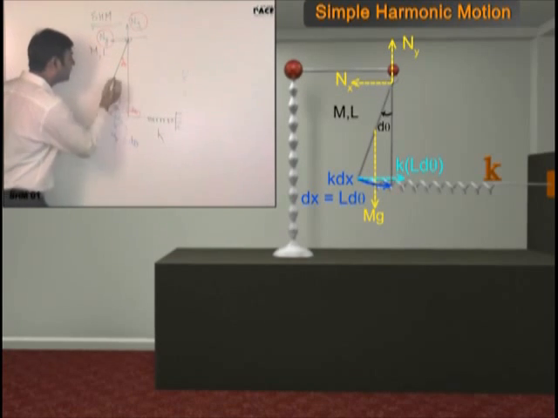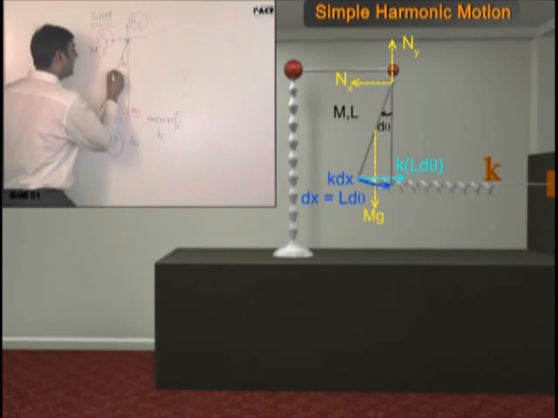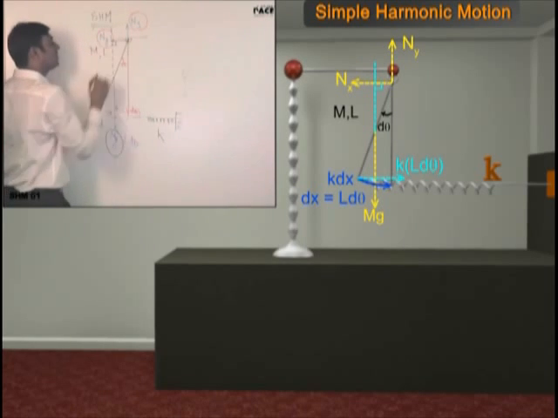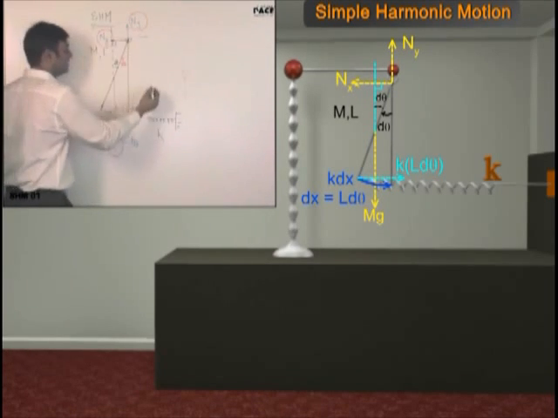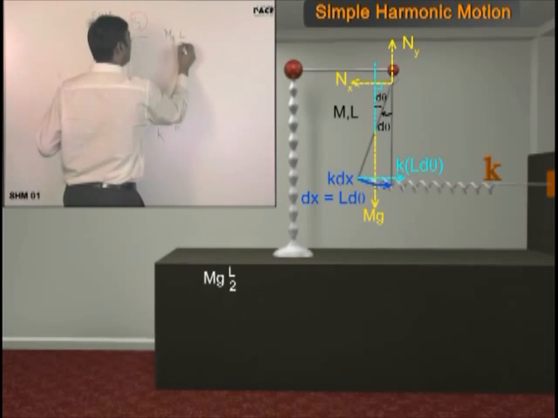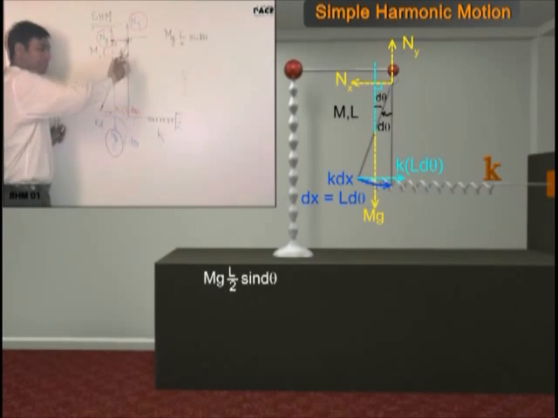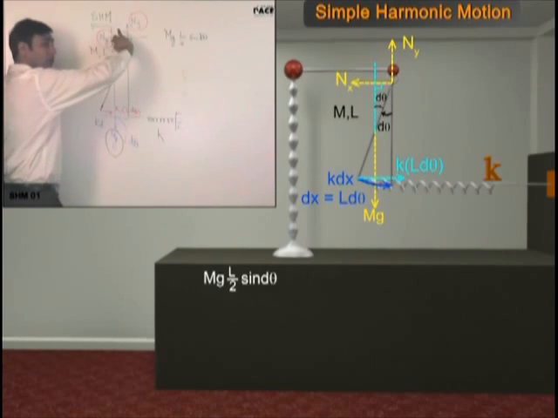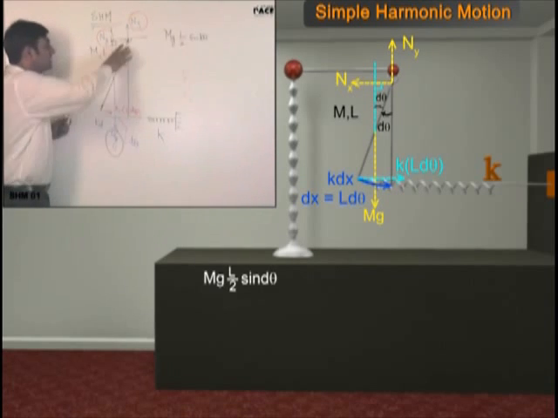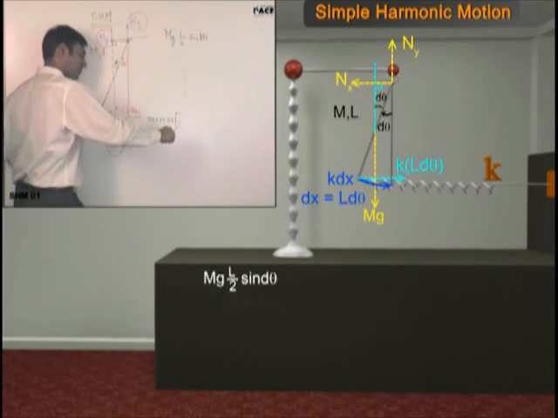Tell me the torque due to this force, mg. This is the line of action of mg and this is the perpendicular distance on that. And this distance can be written as L by 2 sine d theta. Yes. So the torque is mg into L by 2 sine d theta. Is it clockwise or anti-clockwise? Anti-clockwise. This is trying to turn the rod this way. This is anti-clockwise direction. Do you understand this?